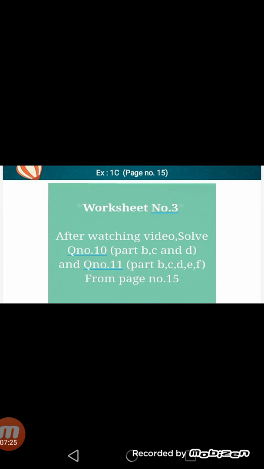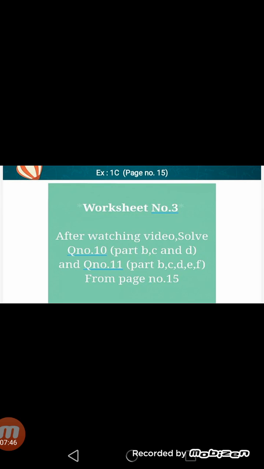Hopefully you have learned all the questions which we have solved from exercise 1C. Do practice more and more, and for multiplication, dear students, always remember, first of all you have to focus on your tables. So revise your tables on a daily basis and do your practice of maths accordingly.